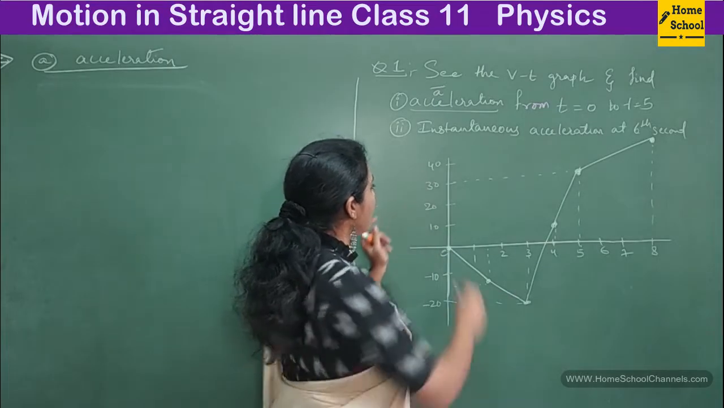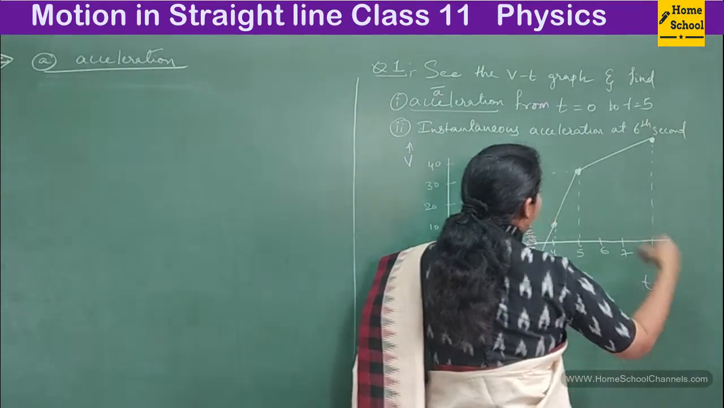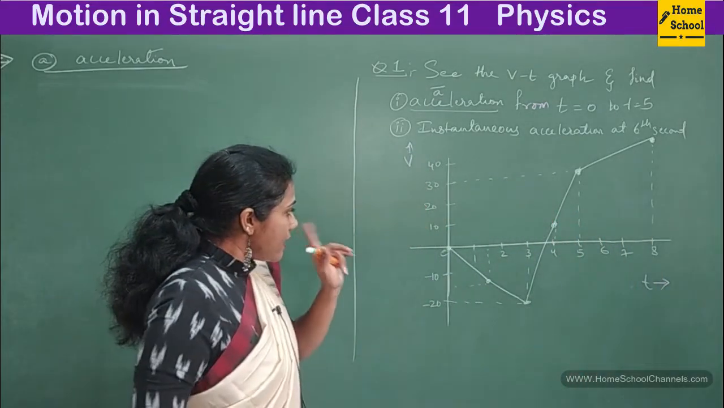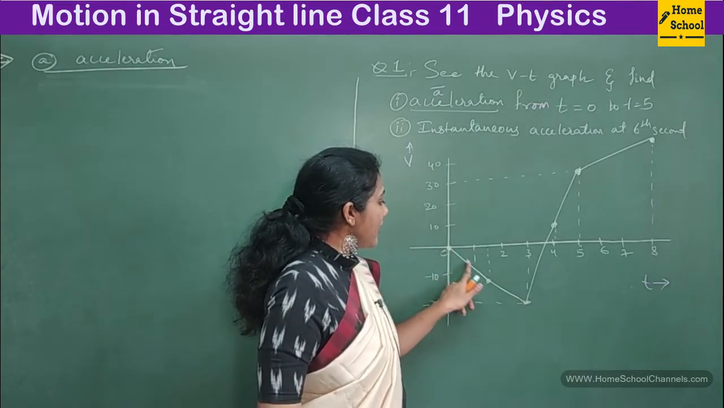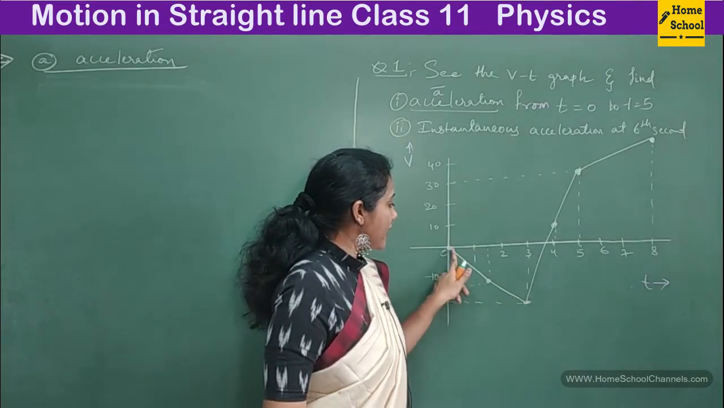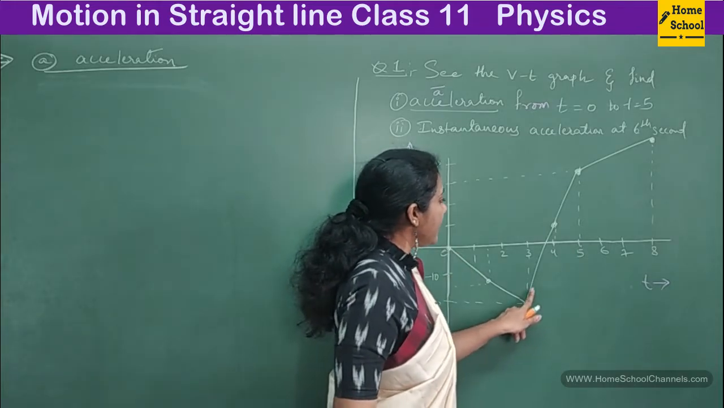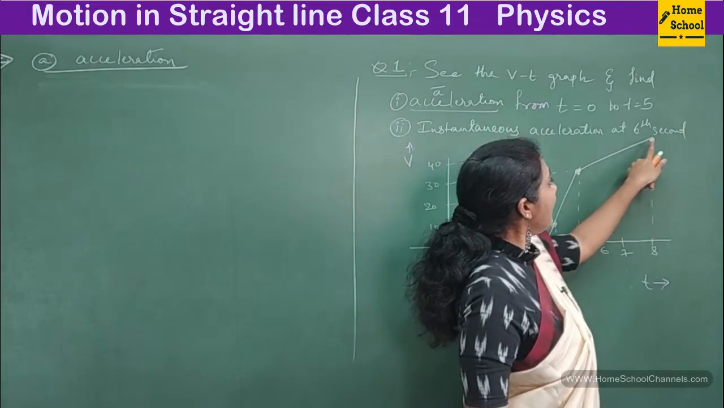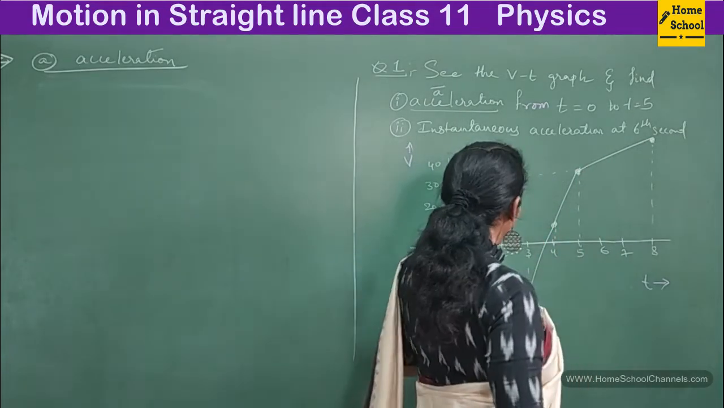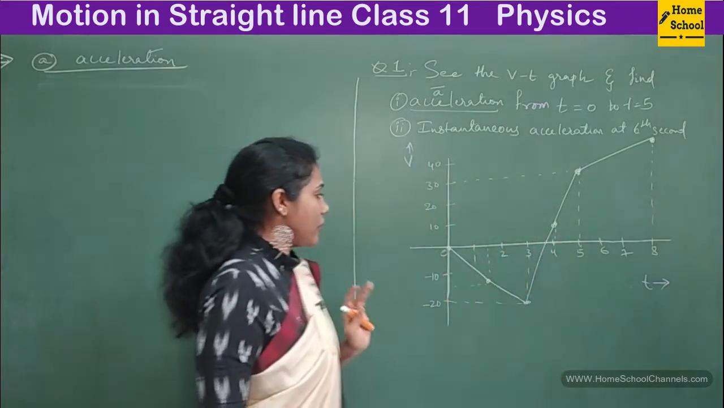So, V is on this axis and T on the horizontal axis, right? All this is one straight line, right? So initially the acceleration was decreasing. Actually, it is decelerating, right? And again from this point the acceleration increases, and from here again acceleration increases. Okay, so everywhere you will see sharp increase and decrease of acceleration, right?